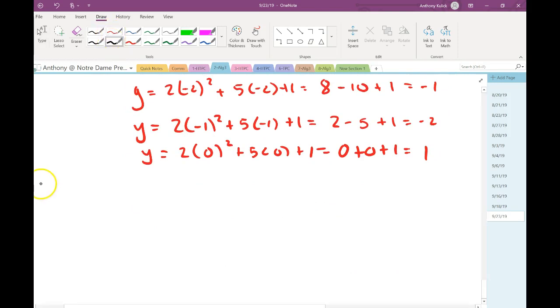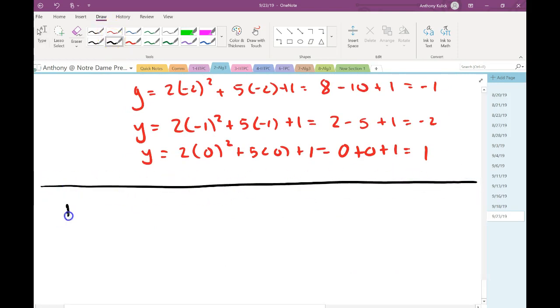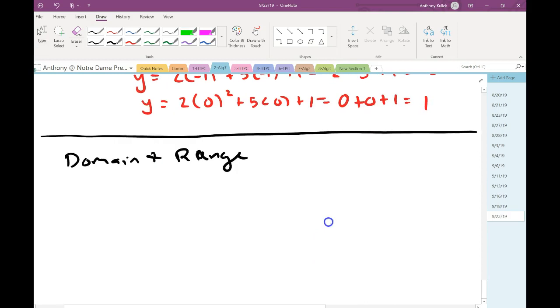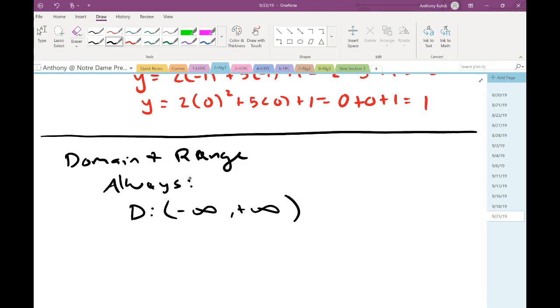Okay, so one last thing to talk about in regard to graphing. It's domain and range. The domain is easy. It's always negative infinity to positive infinity. What is that the same as? Absolute value functions, right? We also had all the same domain, and this was their domain as well. That's convenient.